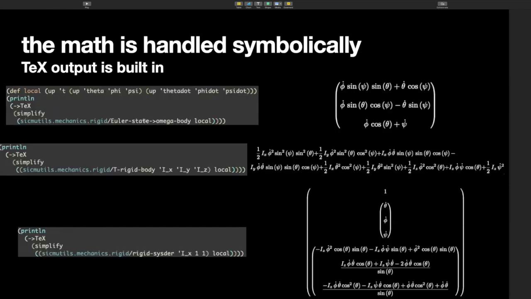I pause to say that almost anywhere else you would go to talk about this problem, you would be dealing with numerics by this point. But with SICM-utils, we are still in the symbolic domain, which means that the function I talked about earlier, Euler state to omega body, I can call that function with symbolic arguments. So up here, I've said def local.